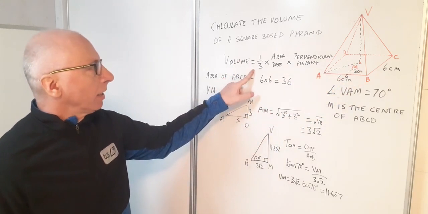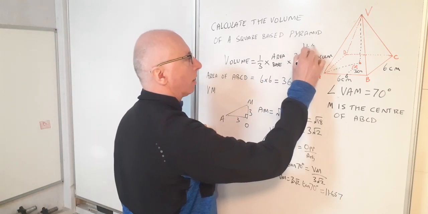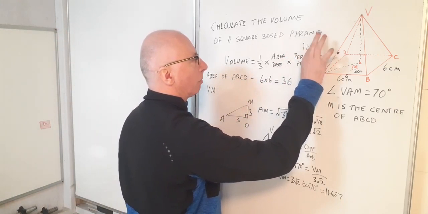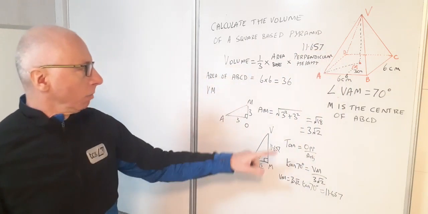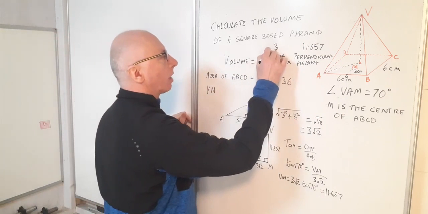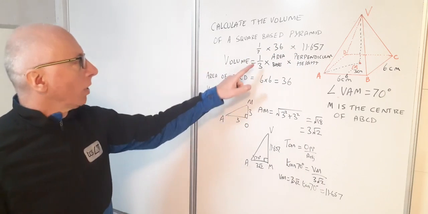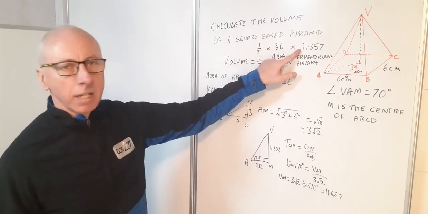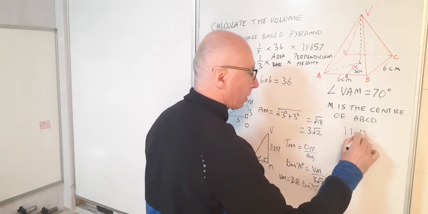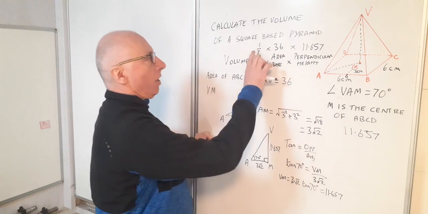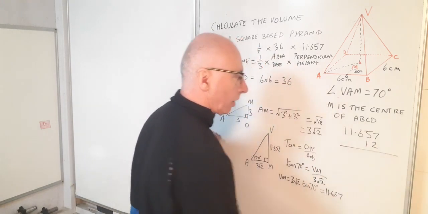So now we can plug that into our formula. The perpendicular height is 11.657. Let's write that a bit neater. The area of the base we calculated as 36, and a third. So now we've got 1/3 times 36 times 11.657. Let's do that calculation over here. A third of 36, we can do that straight away. That's times 12.